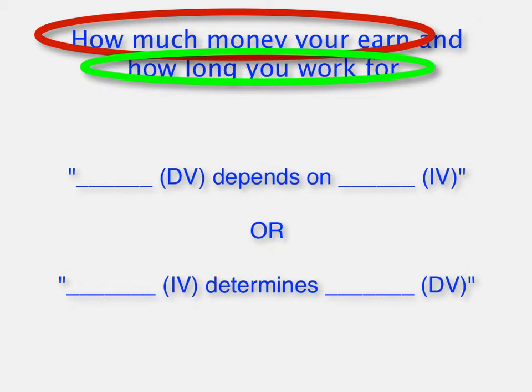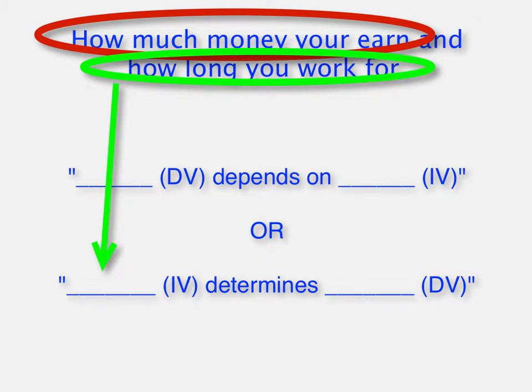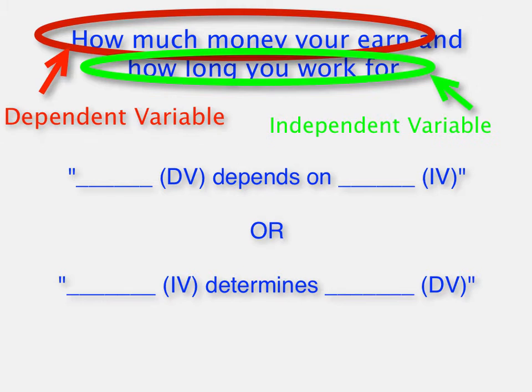Or how about this next one? Let's try it both ways. How much money you earn determines how long you work for, or how long you work for determines how much money you earn. That second one sounds a lot better, which tells us, like before, how long you work for is your independent variable, and how much money you earn is your dependent variable.